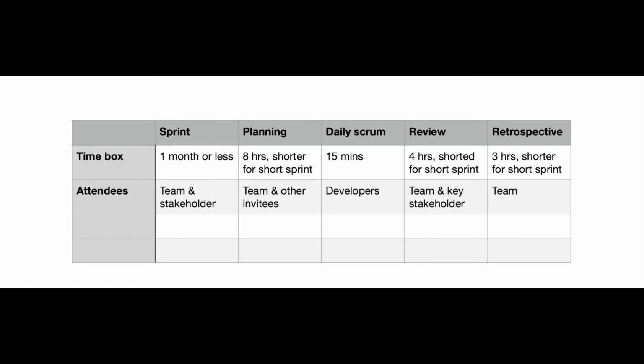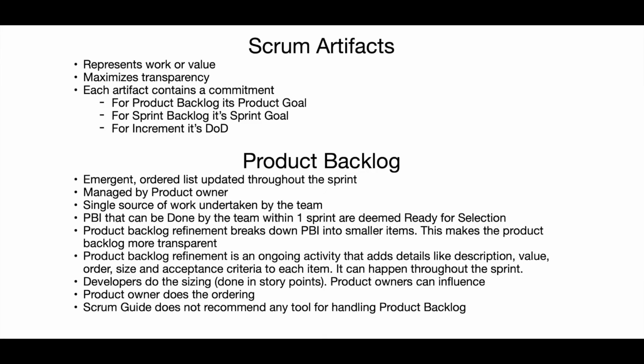Let's go on to the next topic, the Scrum Artifacts. Scrum Artifacts represent work or value. They maximize transparency. Each artifact contains a commitment. For the product backlog, it's the product goal. For the sprint backlog, it's the sprint goal. And for an increment, it's the definition of done.